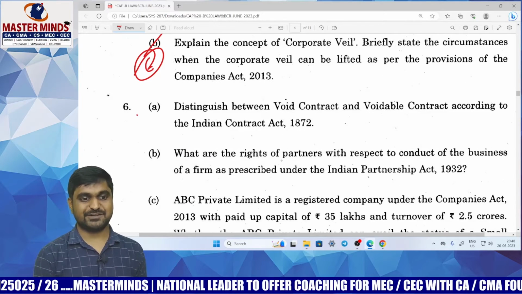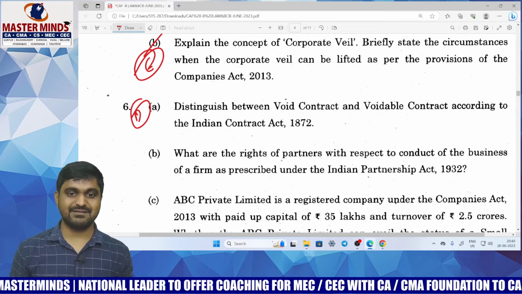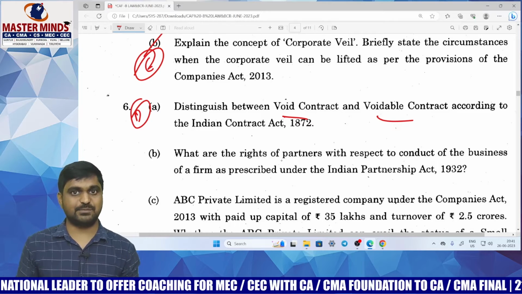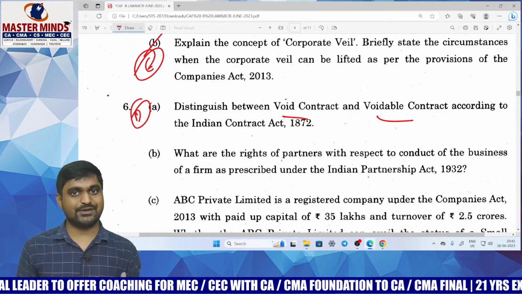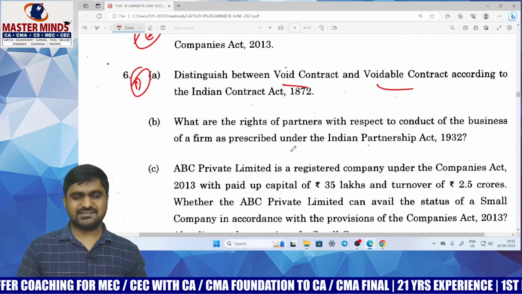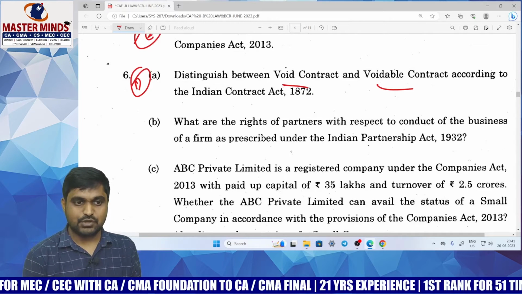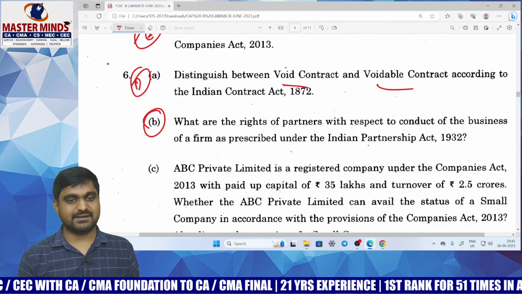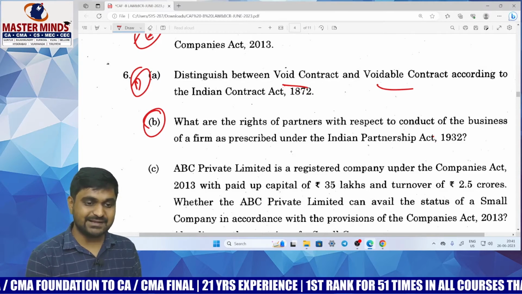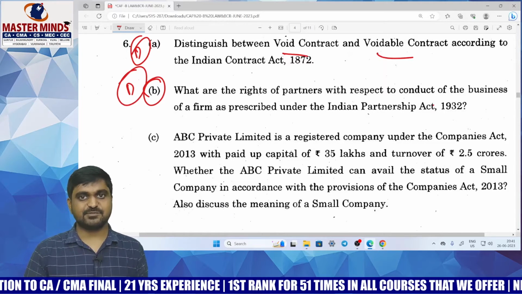And this is an unexpected question, so difficult. I am giving difficult tag for the first time in this question paper for void contract and voidable contract. Those who have basic knowledge about different kinds of contract can only answer this kind of question. Okay, but this is purely unexpected. That's why I am giving difficult tag. Next one, question 1b, rights of partners. This is also an unexpected, C category question. That's why difficult tag.